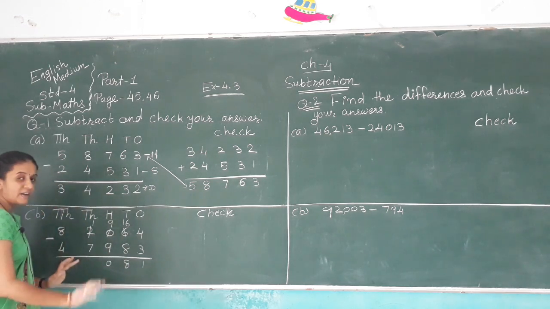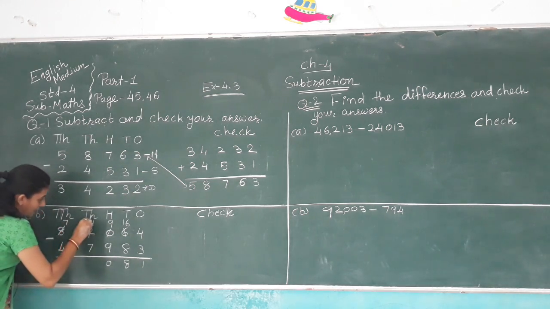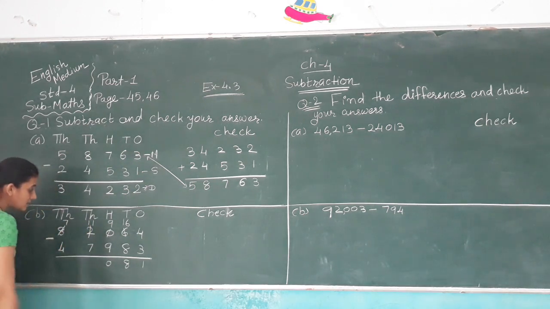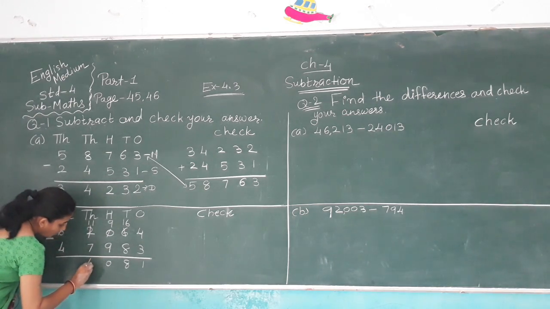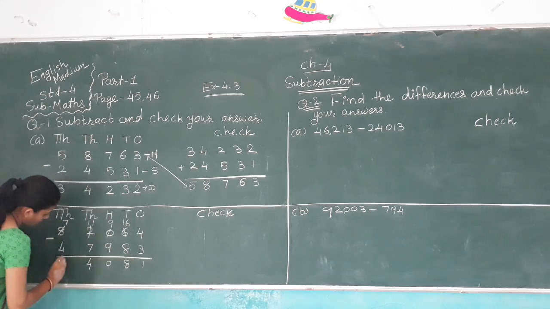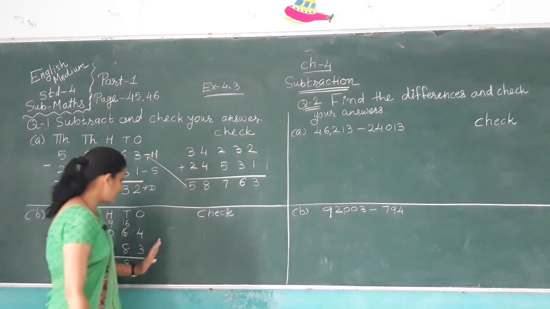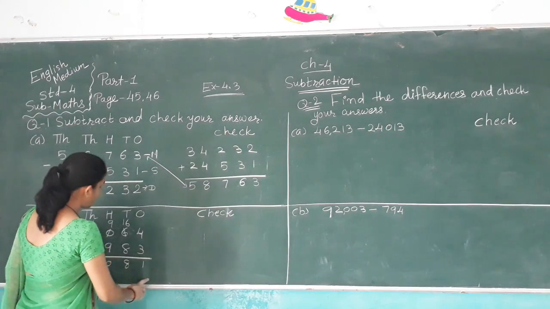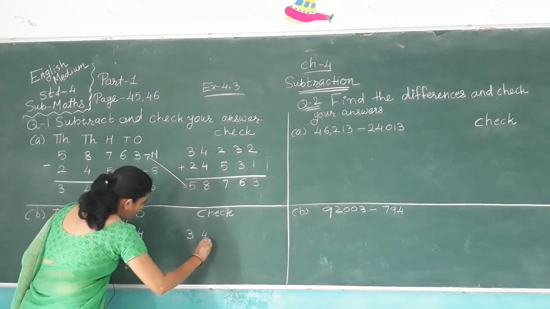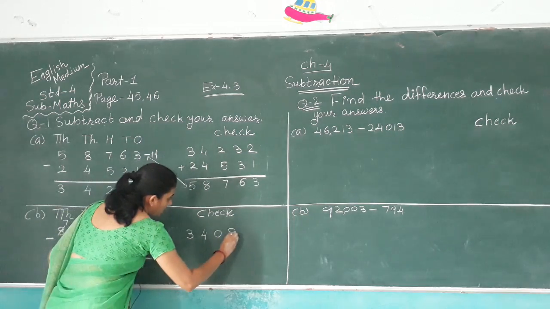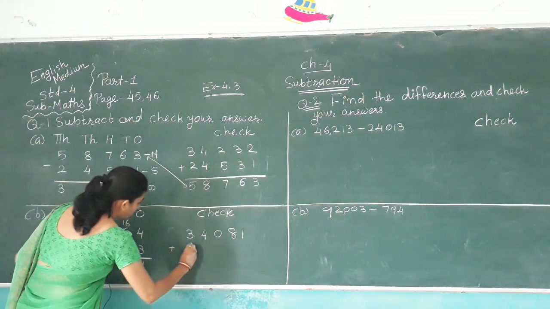Again 1 minus 7, it is not possible. Here cut, here write 7 and here 11. 11 minus 7, what? 4. And 7 minus 4, 3. Now check it. Is this answer correct or incorrect? So first we write difference. So difference is what? 34,081 plus subtrahend. Subtrahend means what?